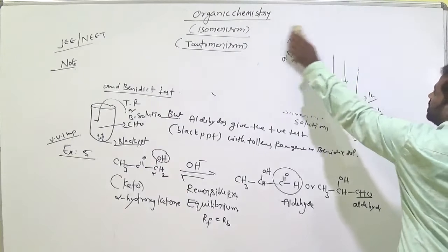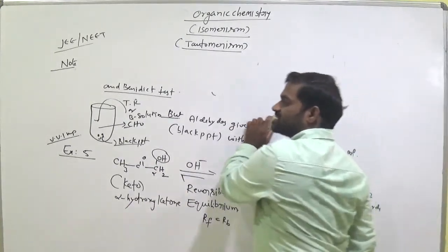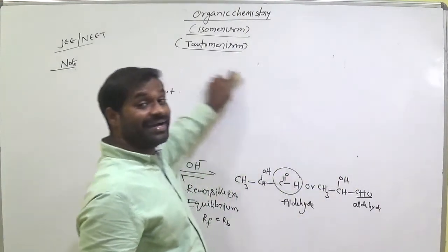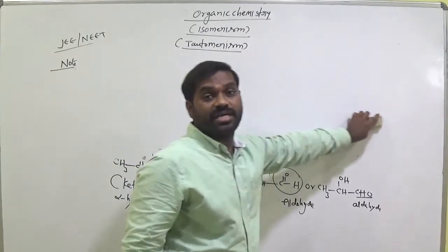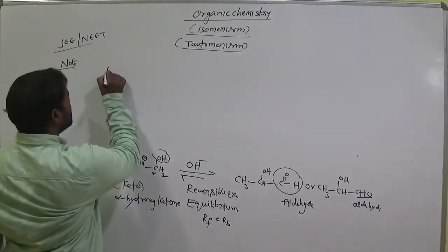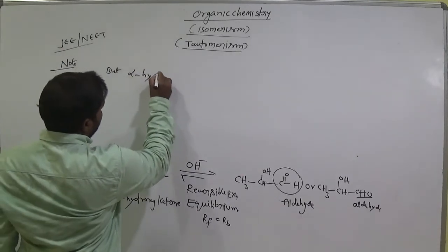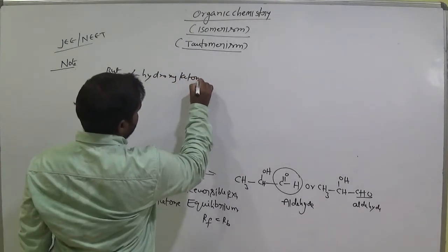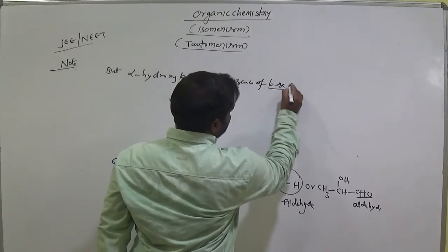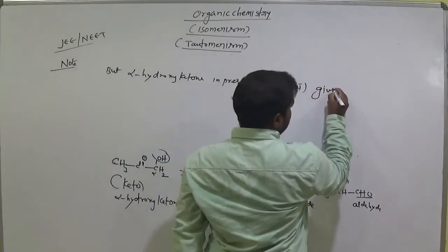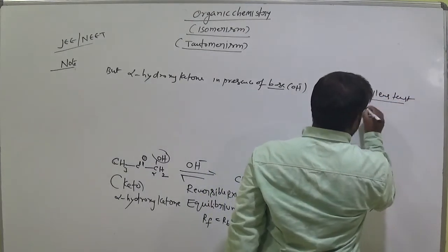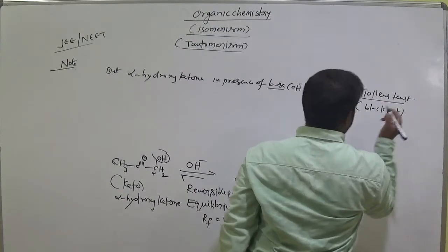Generally, ketones do not give a positive Tollens test or Benedict test, but alpha hydroxy ketones in presence of base give a positive Tollens test, that is, black precipitate is formed.